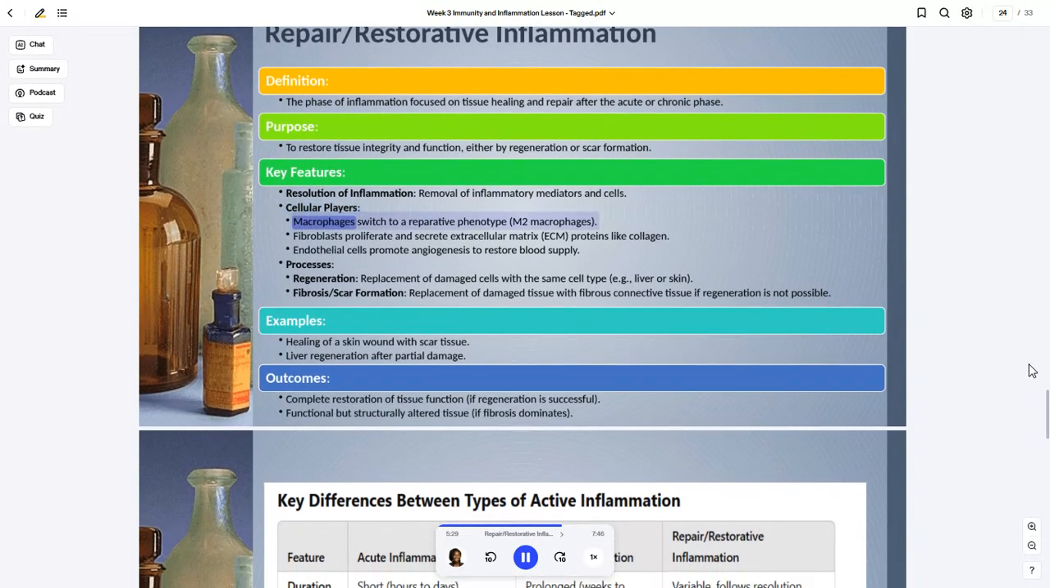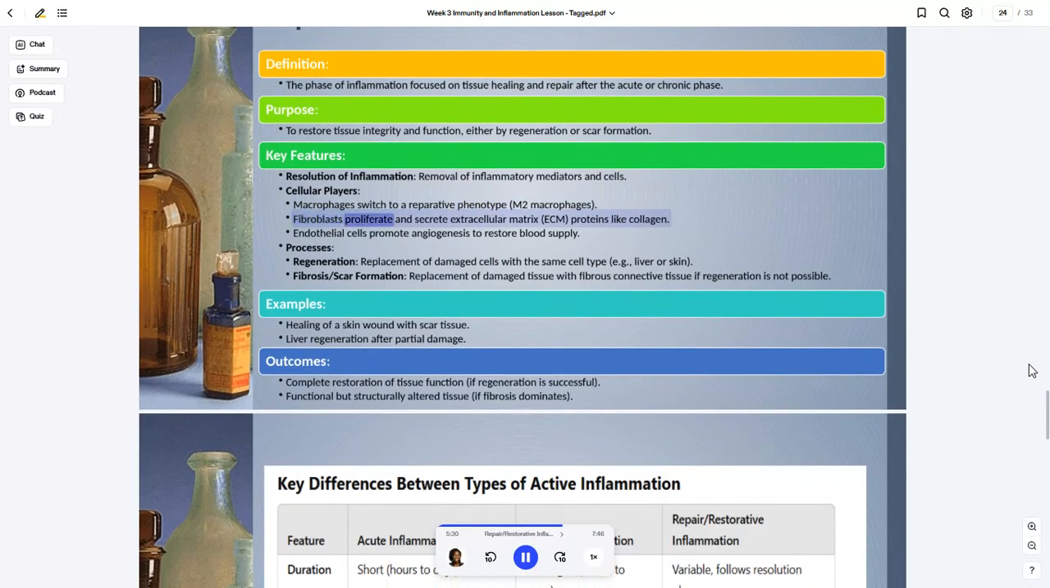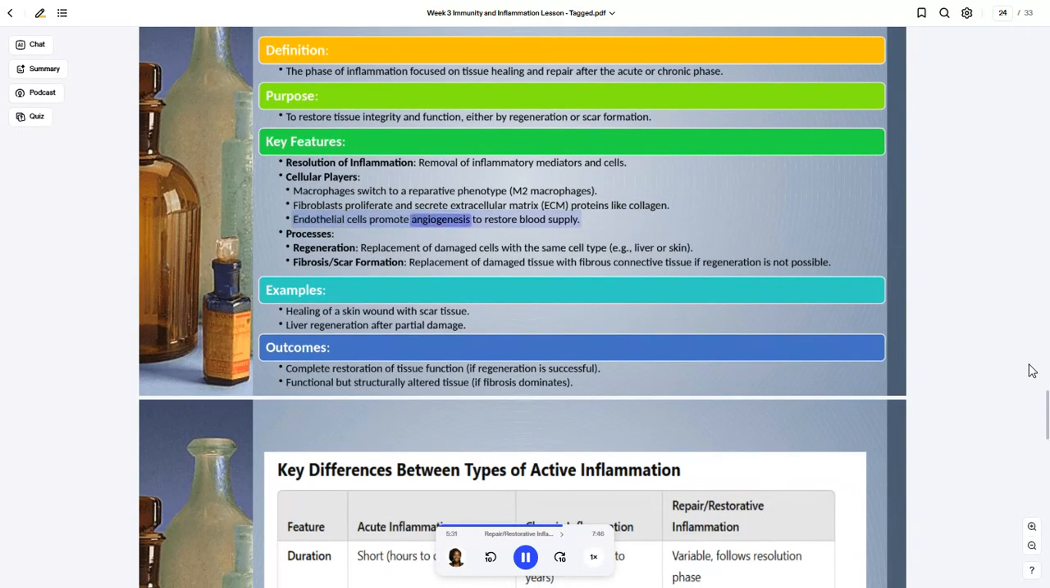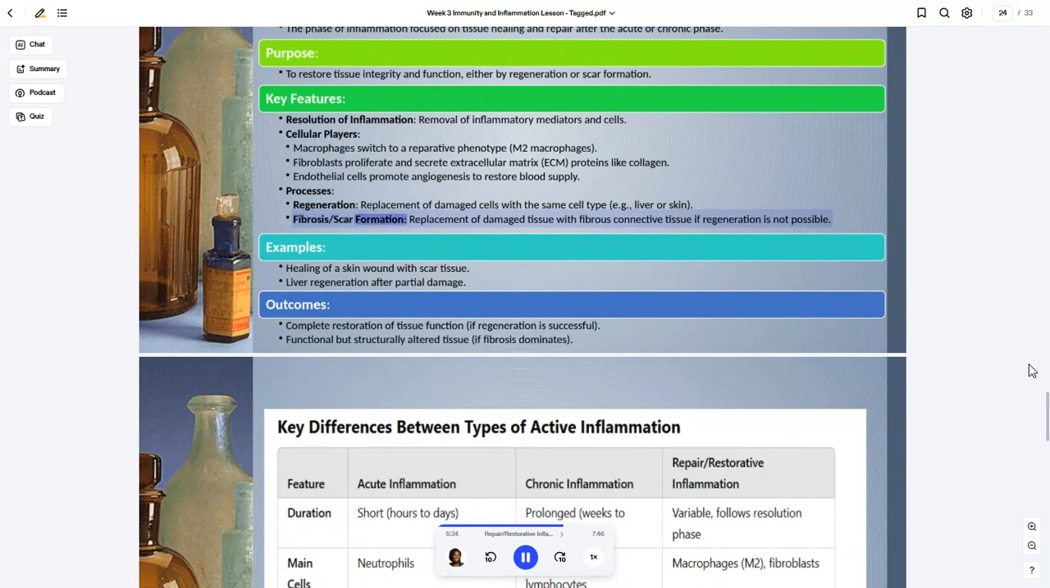Cellular players: macrophages switch to a reparative phenotype, M2 macrophages. Fibroblasts proliferate and secrete extracellular matrix (ECM) proteins like collagen. Endothelial cells promote angiogenesis to restore blood supply. Processes: regeneration, replacement of damaged cells with the same cell type, for example, liver or skin. Fibrosis, scar formation, replacement of damaged tissue with fibrous connective tissue if regeneration is not possible.